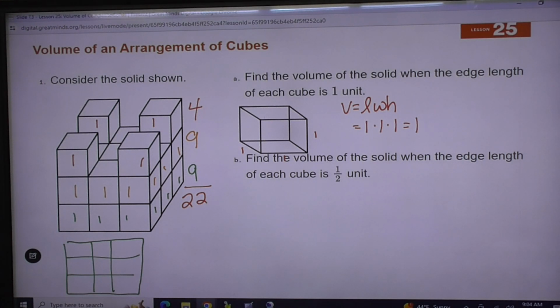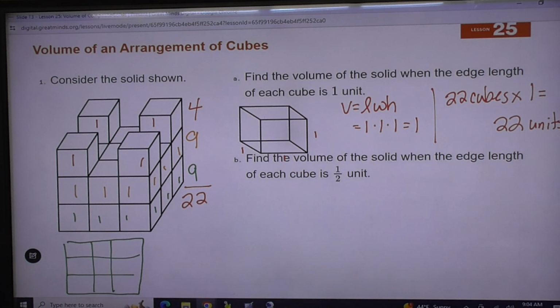So if each of these cubes is equal to a volume of 1, what's the volume of the whole thing? No, you have to add on the whole figure. 22. If we got 22 cubes and one of those has a volume of 1, that means the volume of the whole shape is 22 units cubed. Okay? We're good with that one?